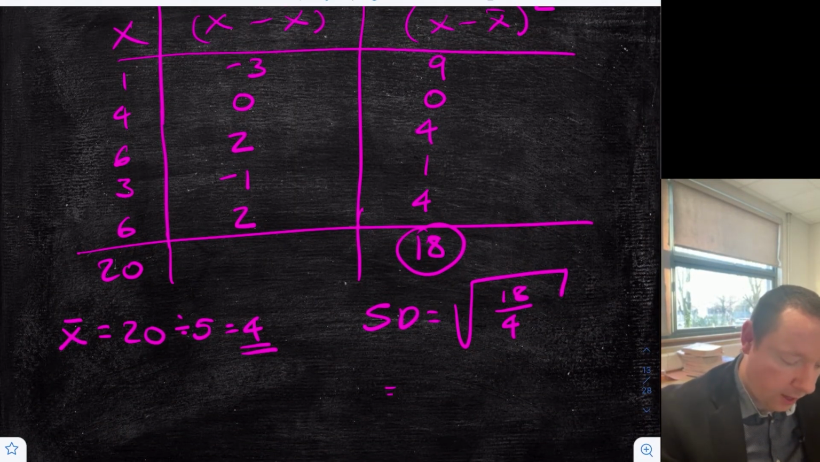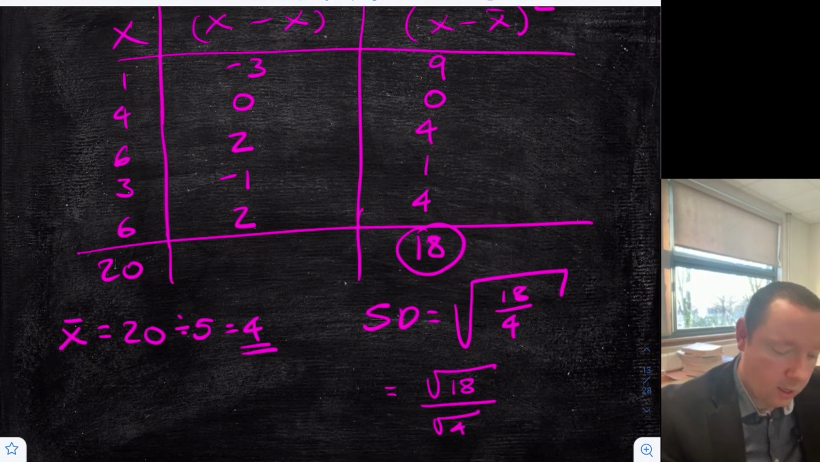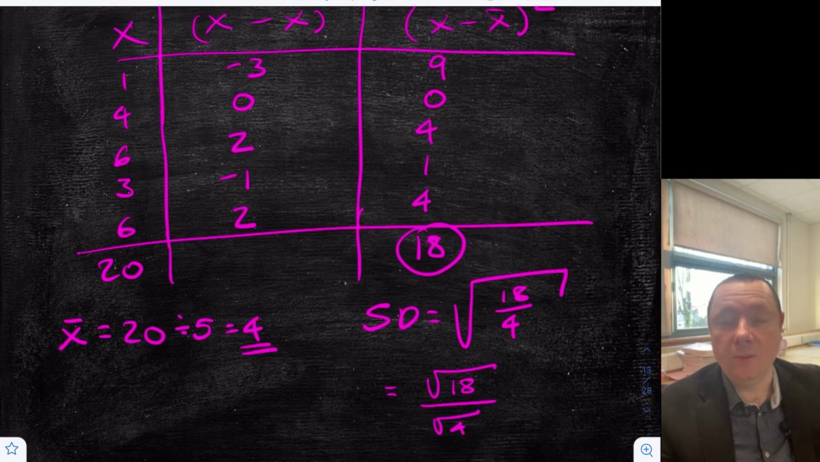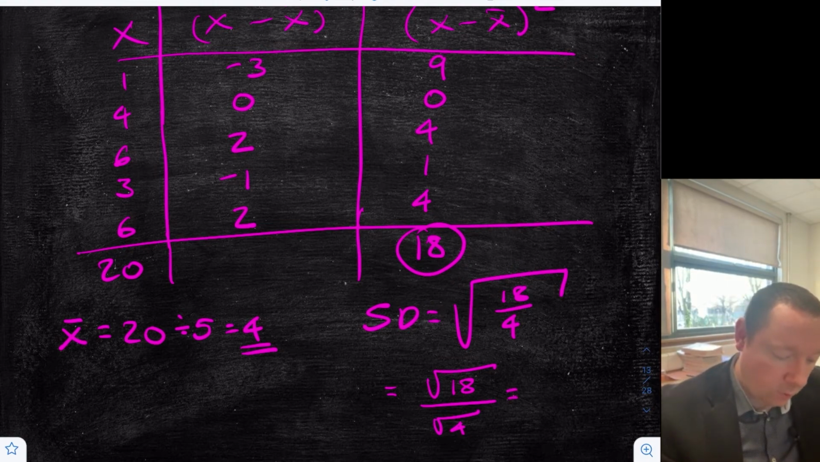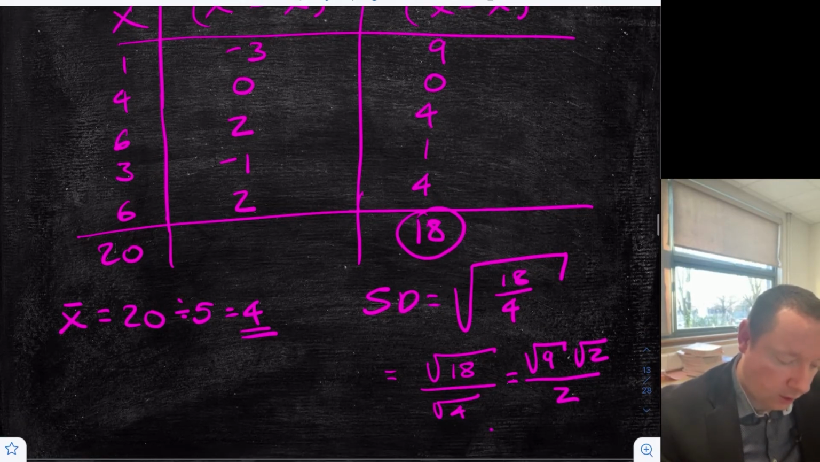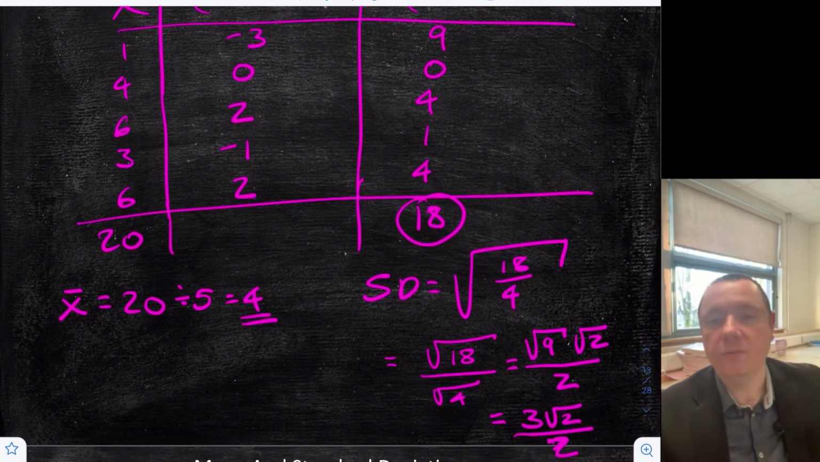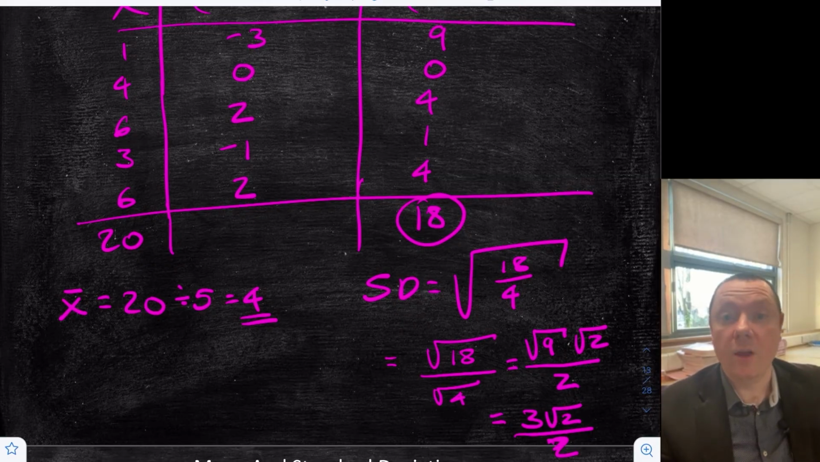So we can separate that into two square roots, square root of 18 over the square root of 4. I need two numbers that times together to make 18, one of them a square number, so that's 9 times 2, and the square root of 4 is 2, so that leaves a final answer. Square root of 9 is 3, root 2 I can't do anything with, all over 2, our final mark, 3 root 2 over 2. Refer back to my surds in the numeracy unit to get more work on surds.